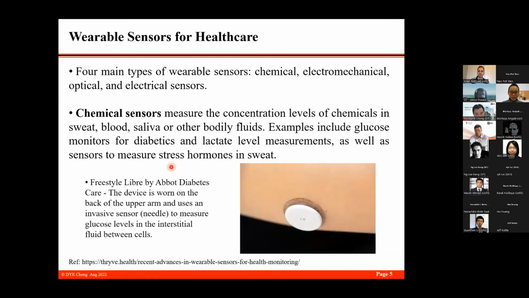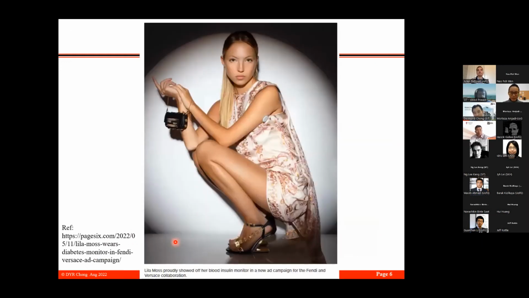This is the FreeStyle Libre, for diabetes care. This device is worn on the back of the upper arm. It's used to measure the glucose level in the interstitial fluid between cells. I just quickly Googled, and here we have Lila Moss. If you know, she's the daughter of Kate Moss, the supermodel from the UK. Even though she's in a campaign for her own modeling work, she has been wearing this blood insulin monitor without any worry.